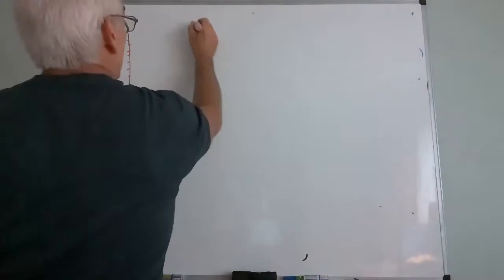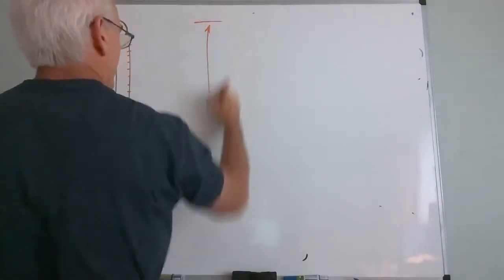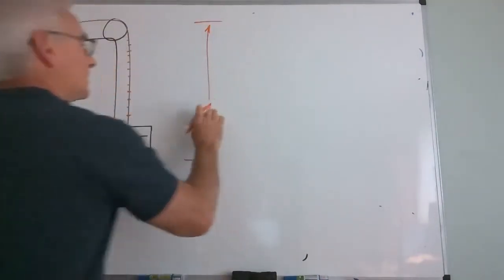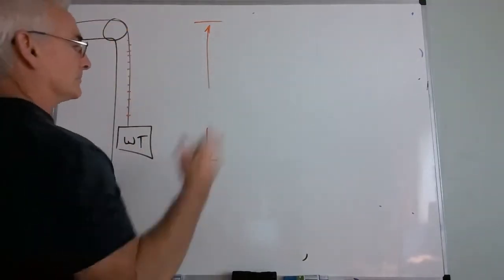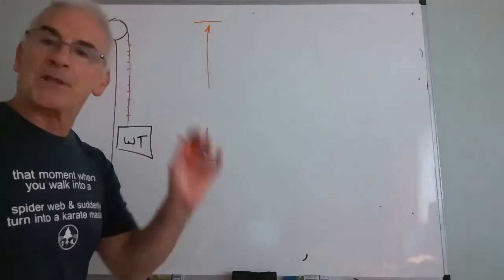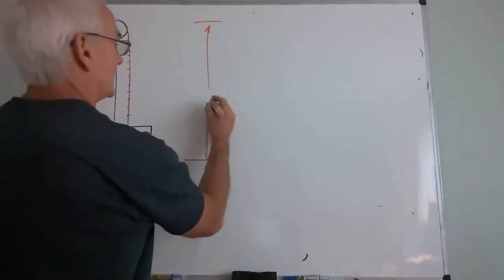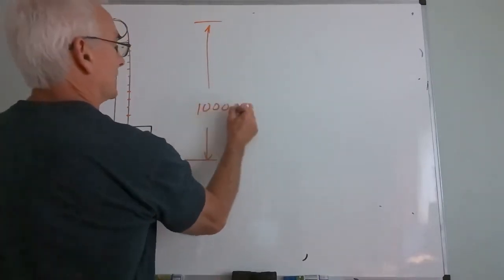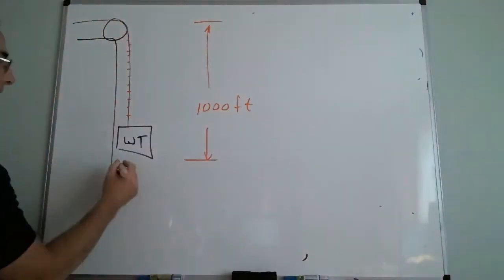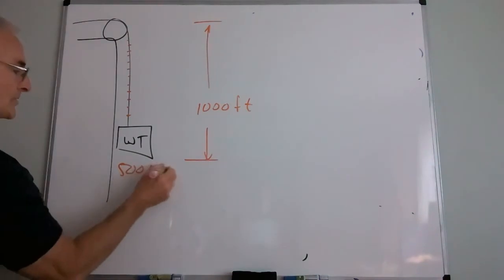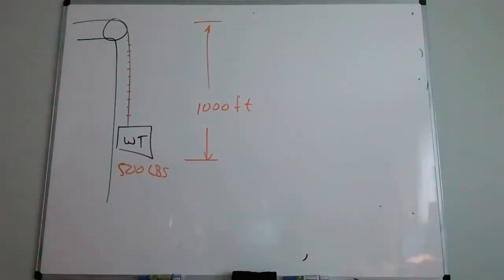Okay, let's say overall, whatever this distance is, we can just make up a number if we want. Let's say it's 1,000 feet. We'll keep it simple. And let's say this thing here weighs, I don't know, 500 pounds. We'll use English standard in this case.